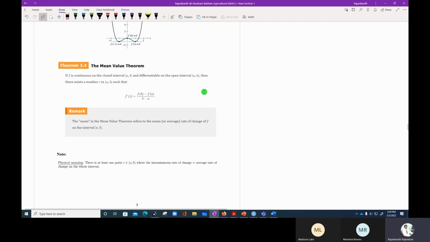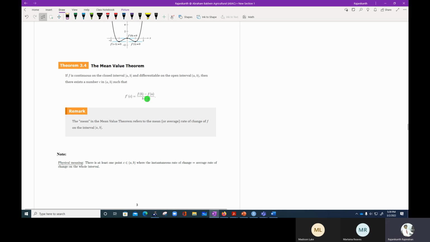Next theorem, mean value theorem. Suppose f is a continuous function on the closed interval [a, b] and the function is differentiable on the open interval (a, b), then you will find one point inside the interval (a, b) such that the derivative of the function at that point is equal to this expression.